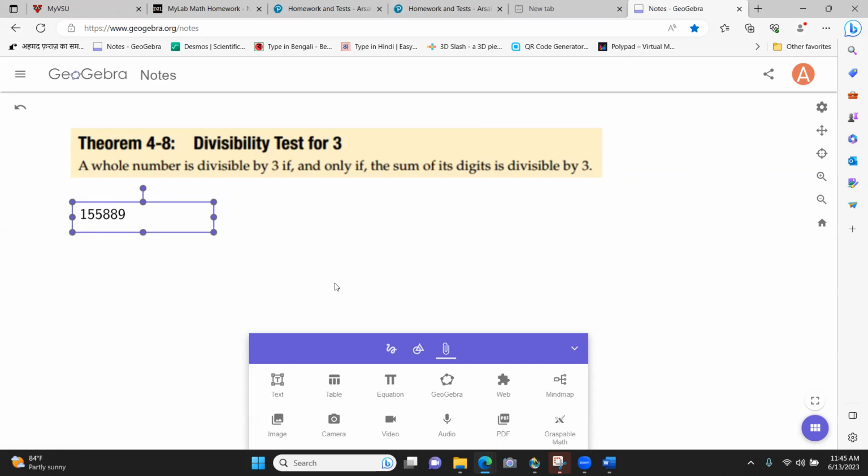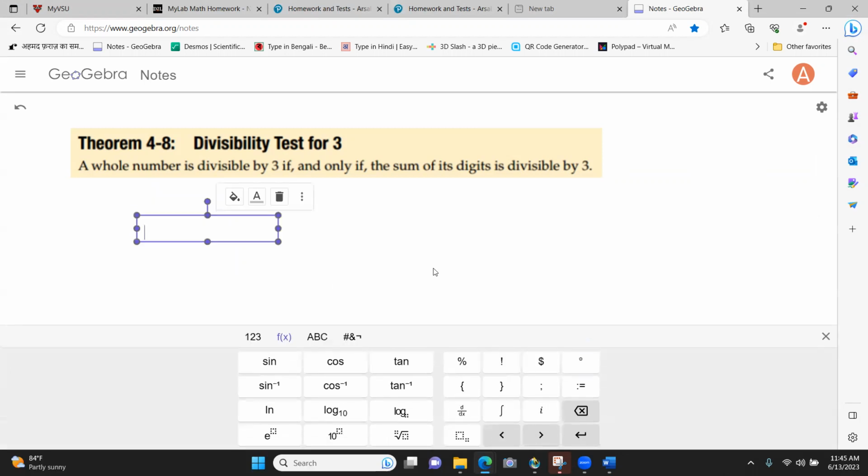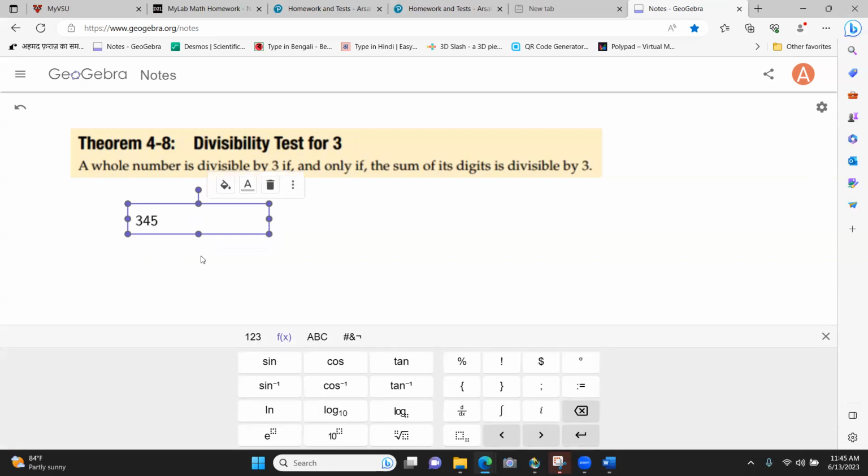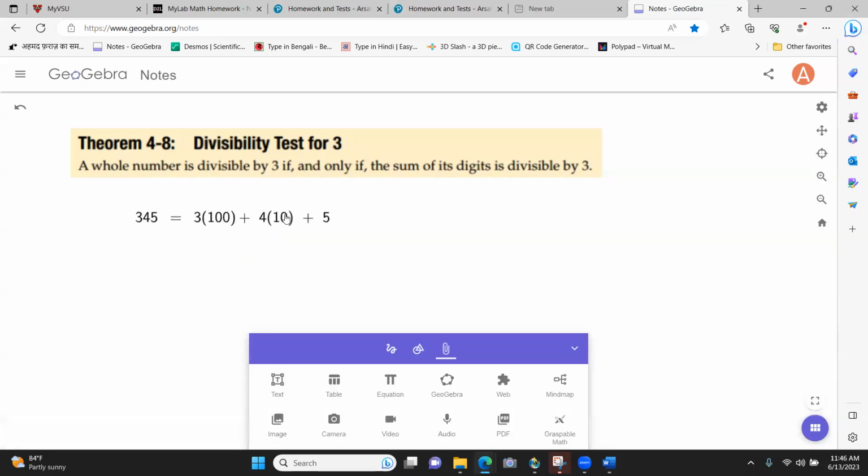I'm going to give you a simple example. Your book uses ABC. I'm going to take this number, 345. If you add 3 plus 4, which is 7, 7 plus 5 is 12, and 12 is divisible by 3, so this number should be divisible by 3. But why does it work? I can write 345 as 3 times 100 plus 4 times 10 plus 5. You can always separate it like this, isn't it?